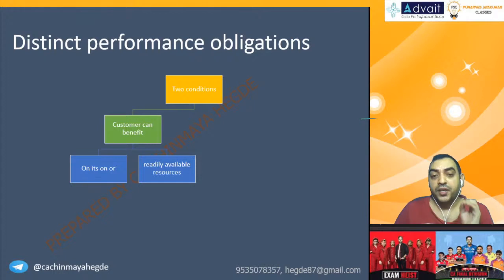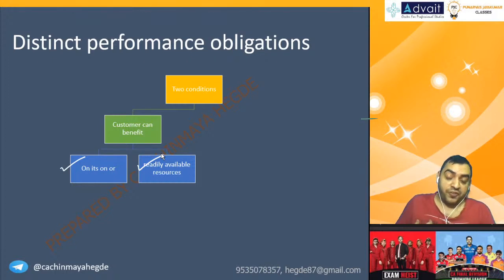How do you say whether it is distinct or not? This point is important. How do you say a performance obligation is distinct? The customer can benefit on its own with readily available resources. If he can make use of it on his own, it is a distinct product. If not, it is not a distinct product.